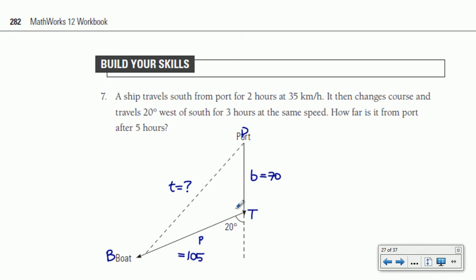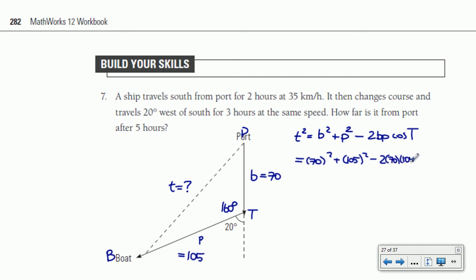Now we need to figure out angle t. And because this angle is supplementary with 20 degrees, we can go 180 minus 20, that will be angle t. So this is 160 degrees. And now we can apply cosine law. So we want to figure out what t is. We have side b and p, and then we subtract 2bp times cosine of angle t. And now we can just plug in what we know. So b is 70, p is 105, subtract 2 times 70 times 105 times cosine of 160.